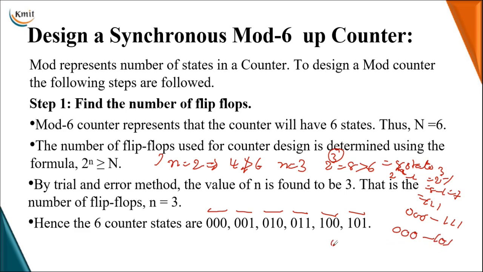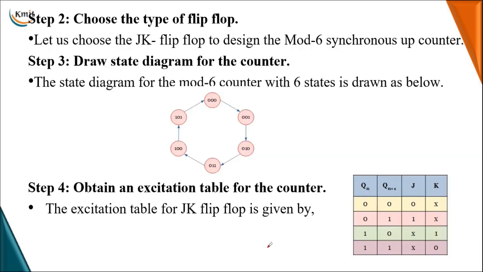So 110 as well as 111 are treated as invalid states in mod 6. If we obtain 110 or 111, it has to come back to its initial state. You should not have these two states, 110 and 111, in this mod 6 counter. So let me draw the state diagram with only the 6 states. Upon reaching 101, it has to come back to the initial state 000.